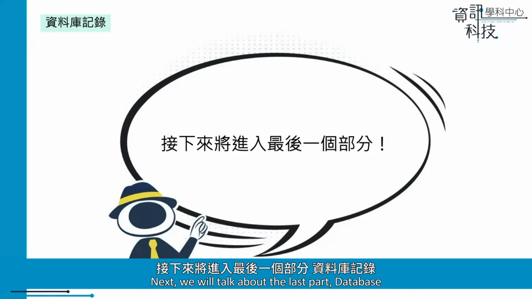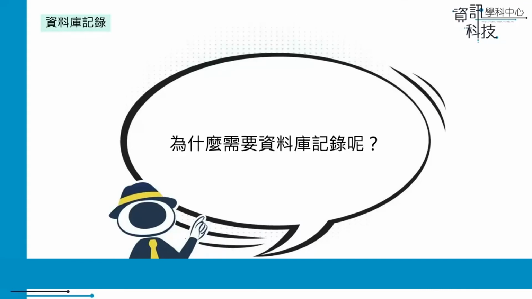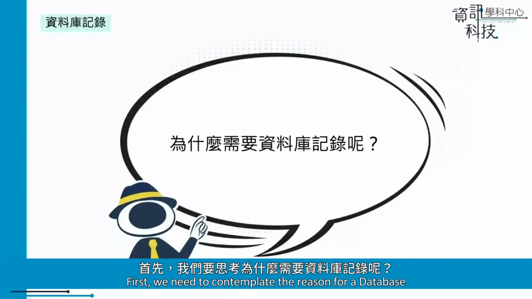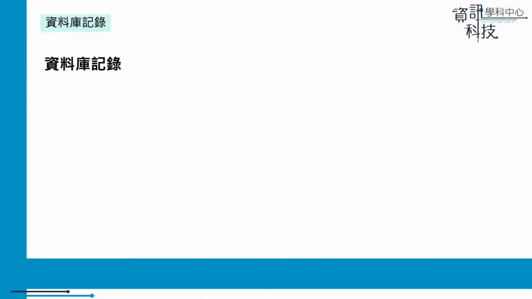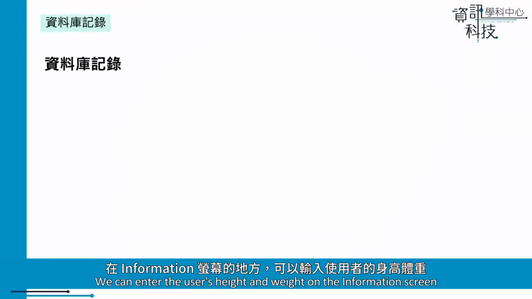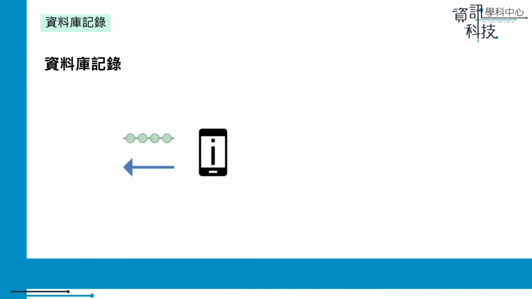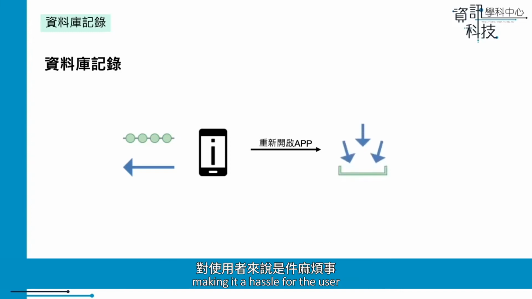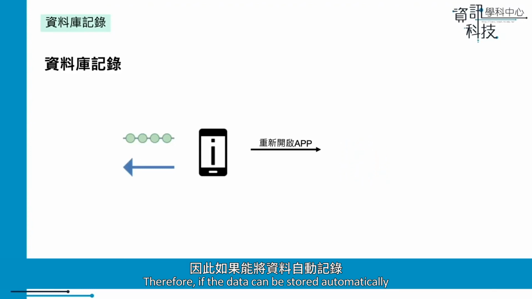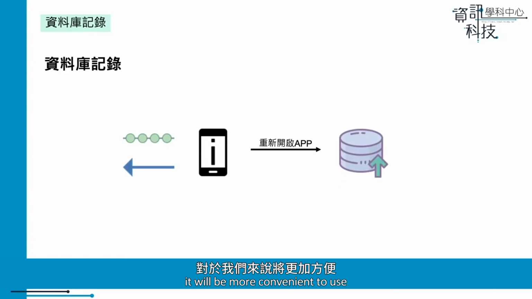Next, we will talk about the last part, database. First, we need to contemplate the reason for a database. We can enter the user's height and weight on the information screen. But every time we launch the app, they must be re-entered, making it a hassle for the user. Therefore, if the data can be stored automatically, it will be more convenient to use.